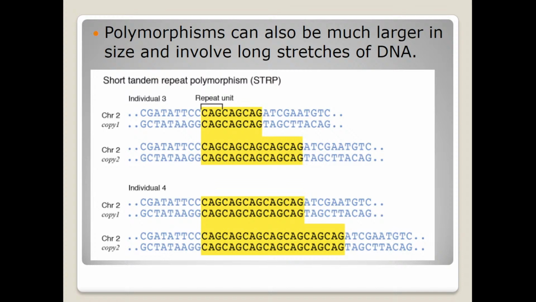Individual number 3. Here is presented chromosome 2 copy 1 and chromosome 2 copy 2. What does it mean? It means that one chromosome, copy 1, is for example from the mother, and the second chromosome, copy 2, is from the father. And both parents give different variations. A different variation of this is a polymorphism.